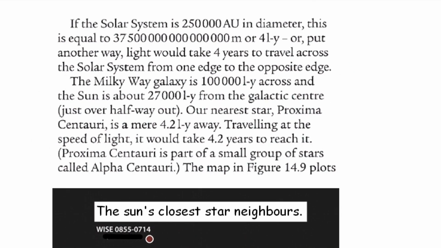Now we're going out from the solar system to the galaxy. Now we're going to go even deeper into space. If the solar system is 250,000 astronomical units in diameter, this is equal to 4 light years. Or put it another way, light would take 4 years to travel across the solar system from one edge to the opposite edge.